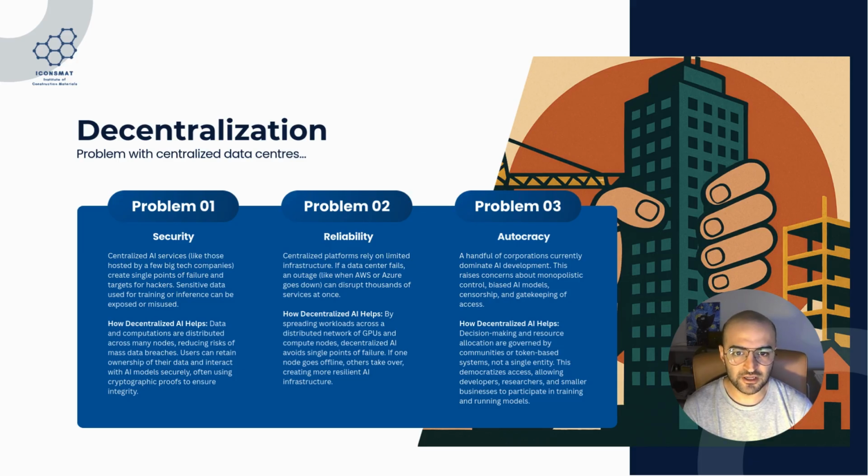Problem number three is autocracy. A handful of corporations currently dominate AI development.